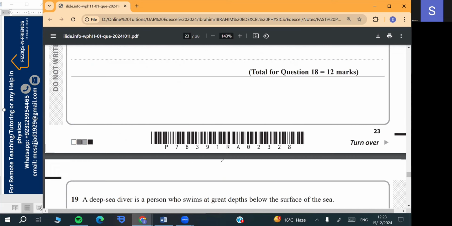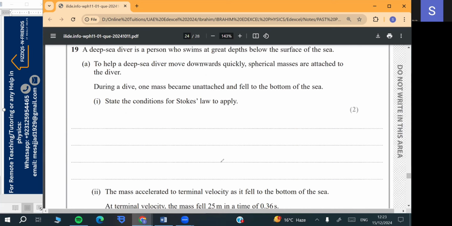So we have explained this as well. Question 19. A deep sea diver is a person who swims at great depths below the surface of the sea. To help a deep sea diver move downwards quickly, spherical masses are attached to the diver's body. During a dive, one mass became unattached and fell to the bottom of the sea. State the conditions for Stokes' law to apply.